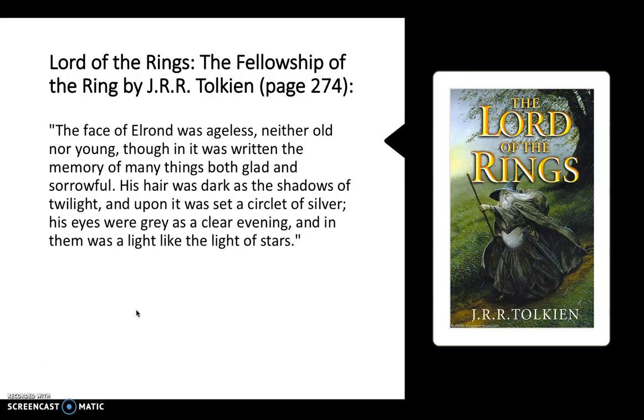And here it is. The face of Elrond was ageless, neither old nor young, though in it was written the memory of many things both glad and sorrowful. His hair was dark as the shadows of twilight, and upon it was set a circlet of silver. His eyes were gray as a clear evening, and in them was a light like the light of stars.